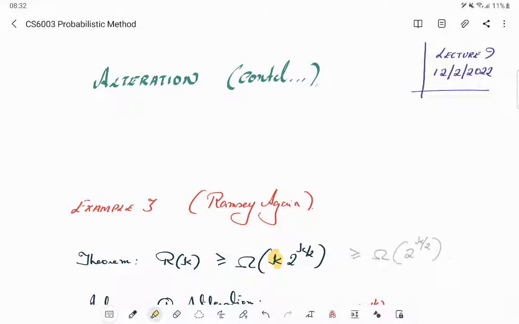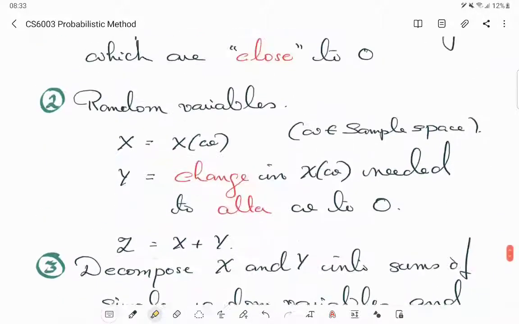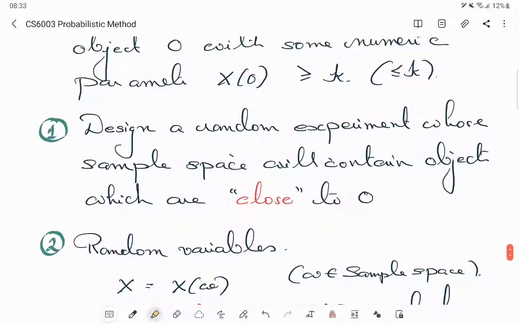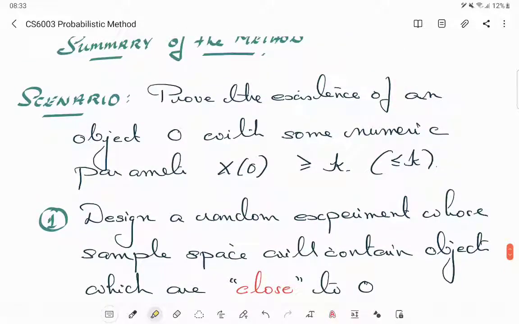In this lecture, we will continue the alteration method. So, I hope you remember the basic idea of the method. We had summarized this at the end of the last lecture. The setup is almost the same as when we were using the expectation method. We are trying to prove the existence of an object with a numeric parameter lower bounded or upper bounded by a certain value. That's the setting under which we are working.